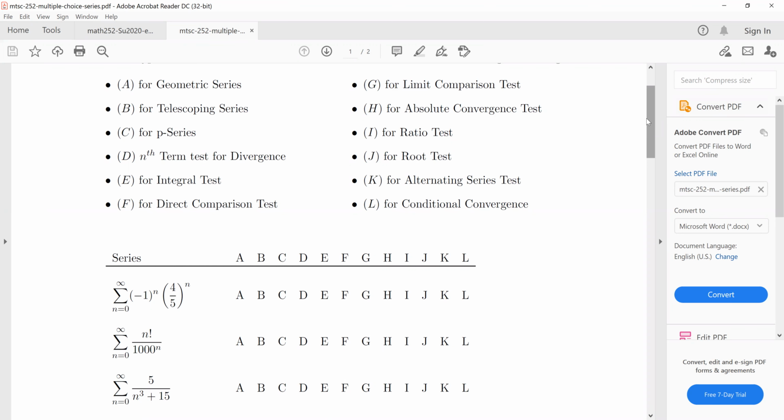I think P series. I'm not sure. I'll say P series, but I'm not sure. No, not P series. Nth term test. Okay, so possibly the nth term. Actually, okay, so you're right. There are actually more than one test. There's 2 tests. I forgot about that one.